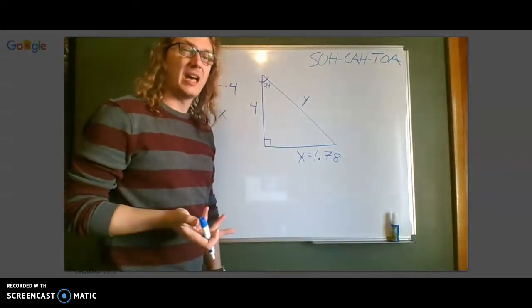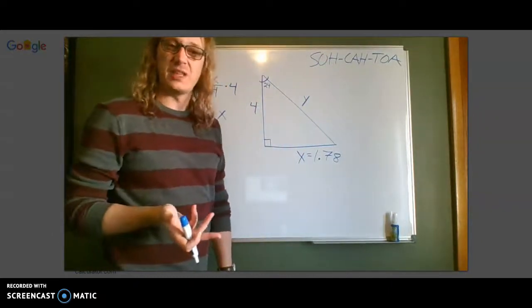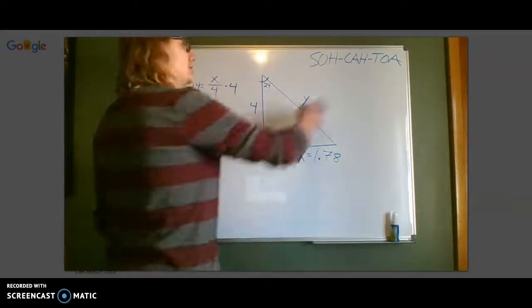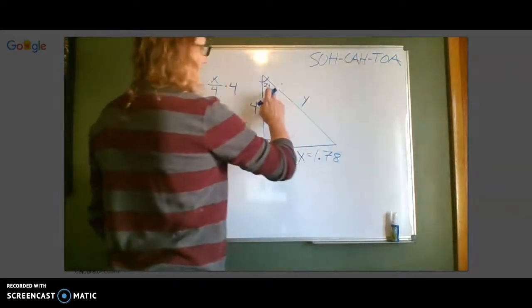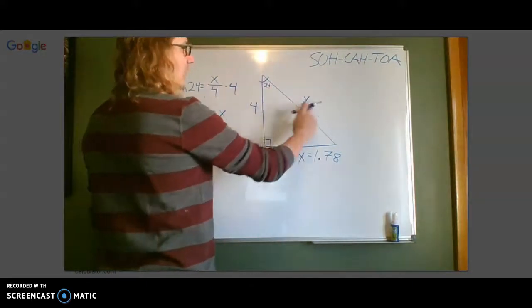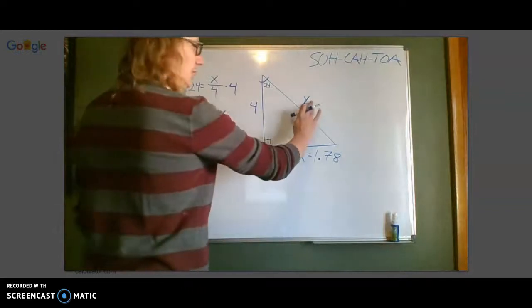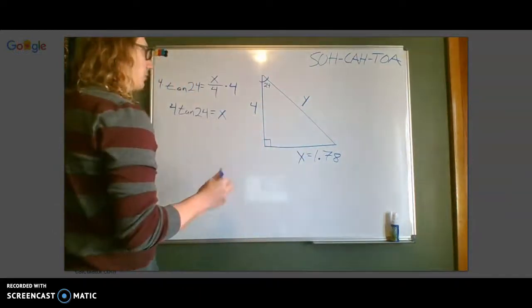I could, and it would probably be close enough to the hundredth that it would be fine, but I'm not going to. Cosine is the adjacent over the hypotenuse. That means that the adjacent is 4, the hypotenuse is y. That's something that I like because it's what I'm looking for and a side that I already know.